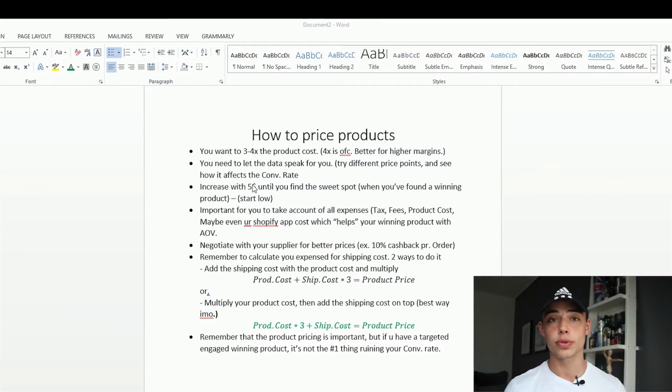And perhaps your Shopify apps, which you have, maybe you have an app specific for upsells for that product or something like that. So you want to take that into account as well for your margins and stuff like that.